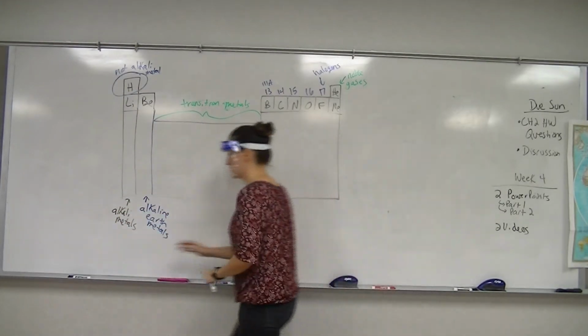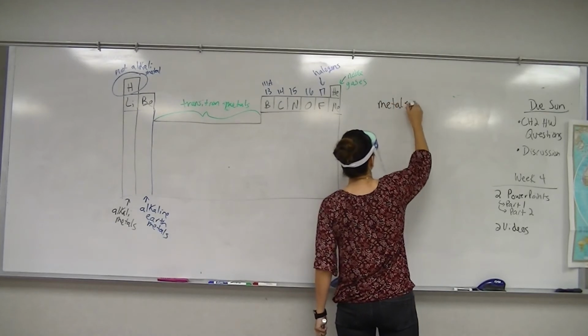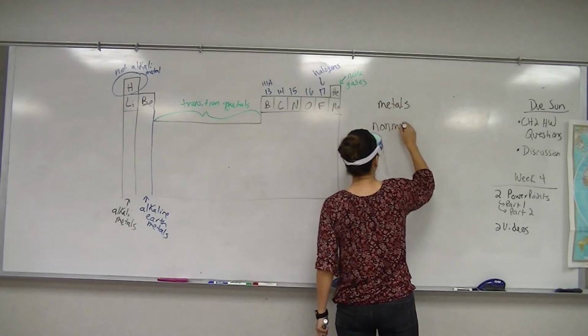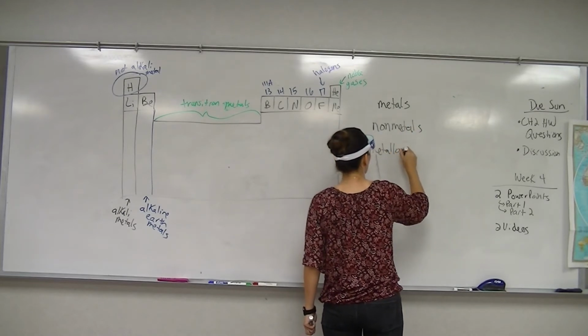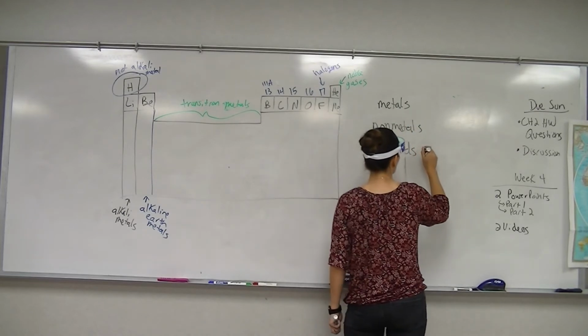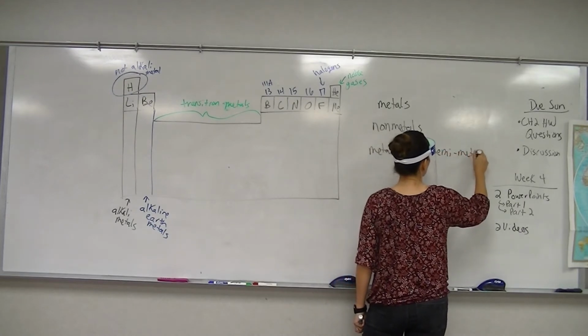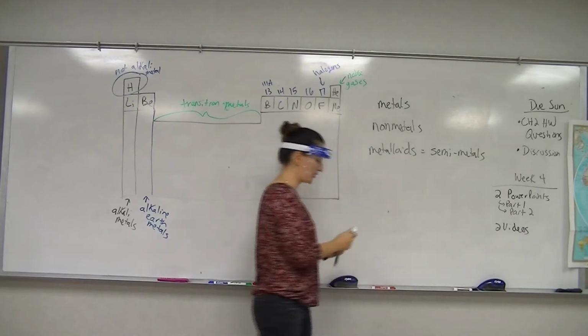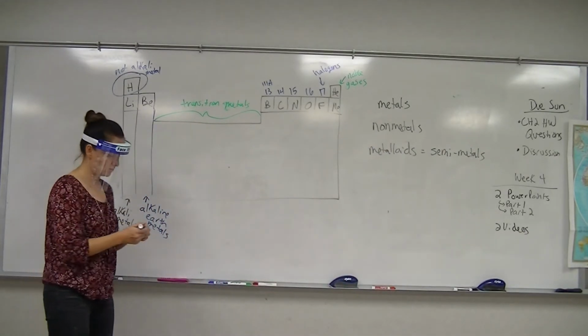So I'll put those off to the side here. Metals, nonmetals, and then metalloids. Metalloids are also called semi-metals. So both terms are used, it just depends what text or person is describing them. So know that both of those words are used.